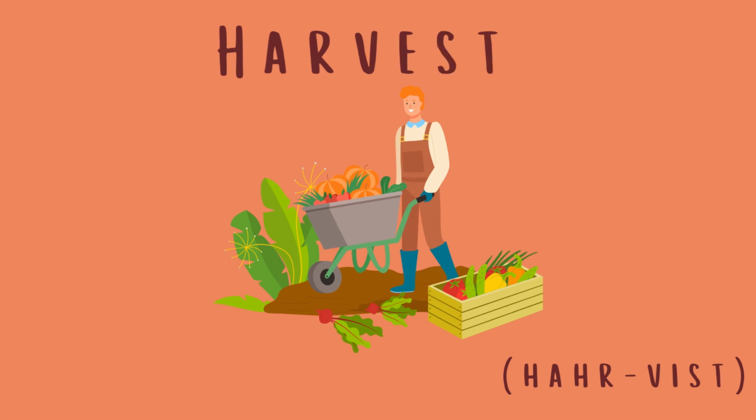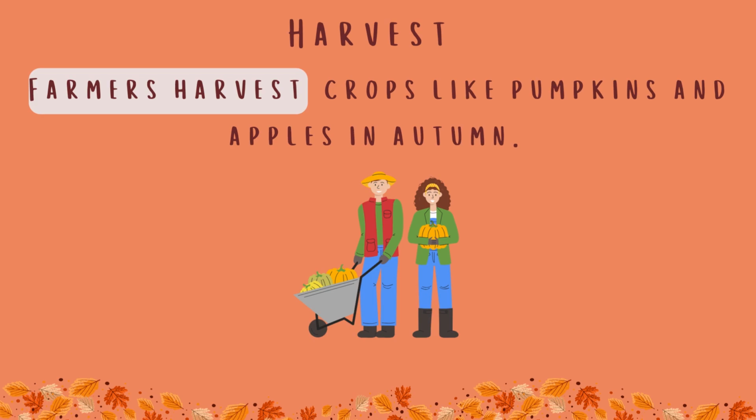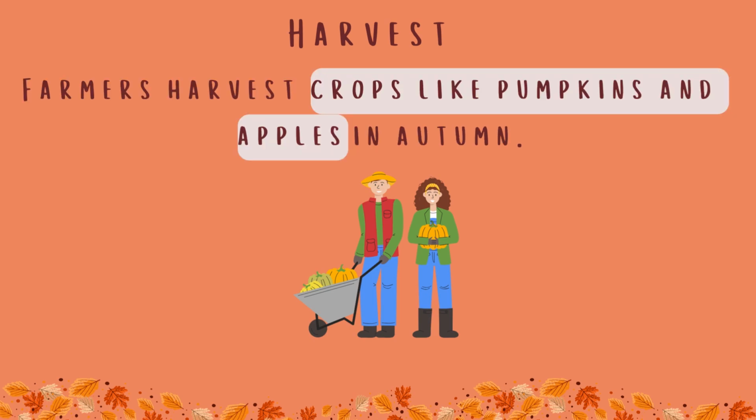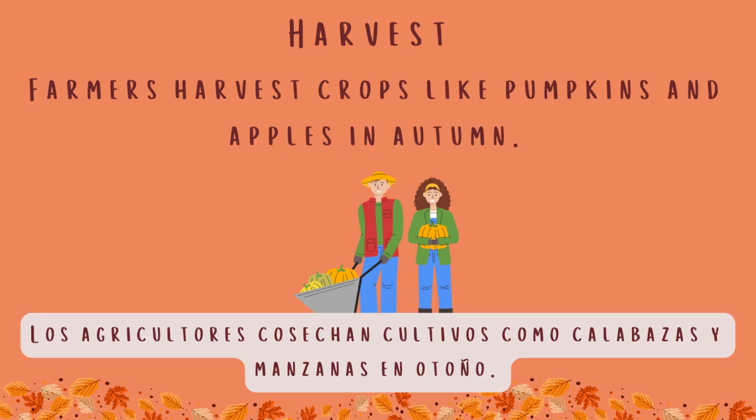Harvest. Farmers harvest crops like pumpkins and apples in autumn. Farmers harvest crops like pumpkins and apples in autumn.